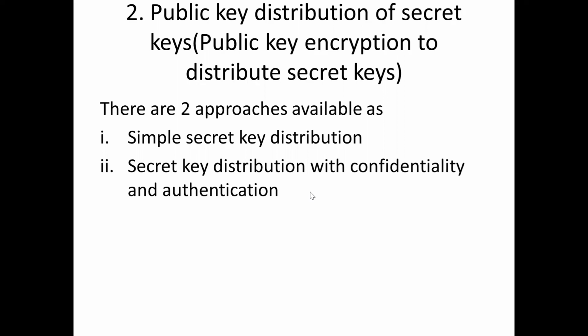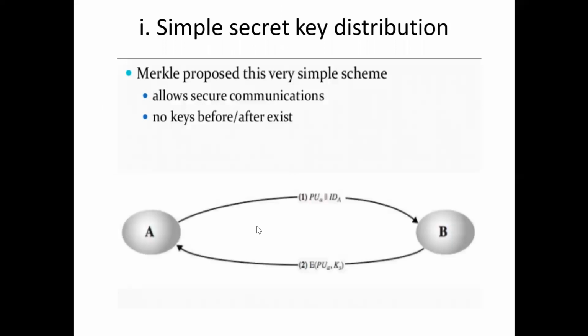Now we'll see public key distribution of secret keys. First is simple secret key distribution. Here there is the initiator and the responder. First the initiator has to send his public key, concatenated with the identification of the initiator. ID means the identification of the initiator. These are my identifications, this is my public key. The initiator sends this to the responder.